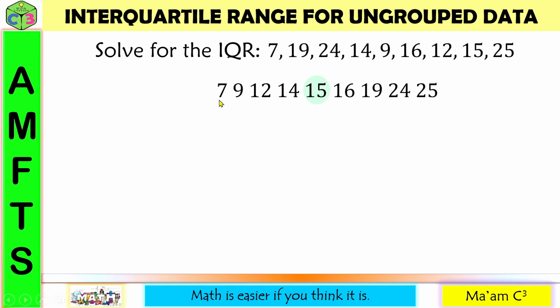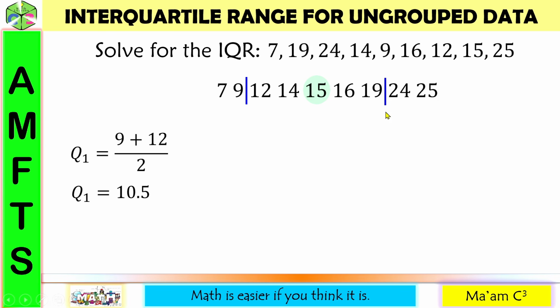There are 1, 2, 3, 4 values to the left of the median, and 1, 2, 3, 4, also 4 values to the right of the median. Step 3, let us determine the first quartile. Since we have 1, 2, 3, 4, the middlemost value is in between 9 and 12. Next step, the third quartile. 1, 2, 3, 4, the middlemost value is in between 19 and 24. So let us solve for the first quartile. That would be 9 plus 12 divided by 2. And this will give us 10.5.